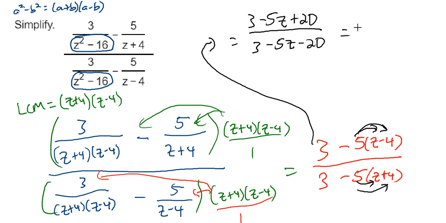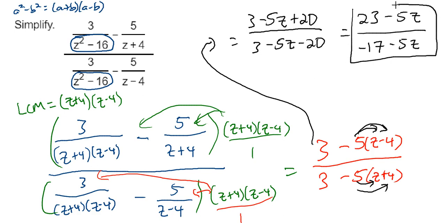We'll combine like terms, so we'll get 23 minus 5z on top, which doesn't factor, so it's not going to reduce. And on the bottom, we're going to have negative 17 minus 5z, which doesn't factor, so it's not going to reduce. So this would be my final answer.